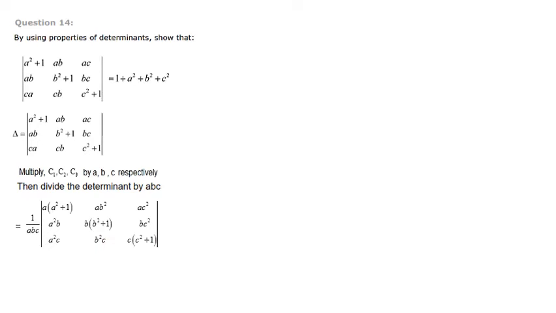Next you are multiplying c with column number 3. So ac into c, that is ac square. Then bc into c, bc square. c square plus 1 into c, that is c into c square plus 1. So we multiplied a with c1, b with c2, c with c3. Then for balancing, we have divided abc outside.